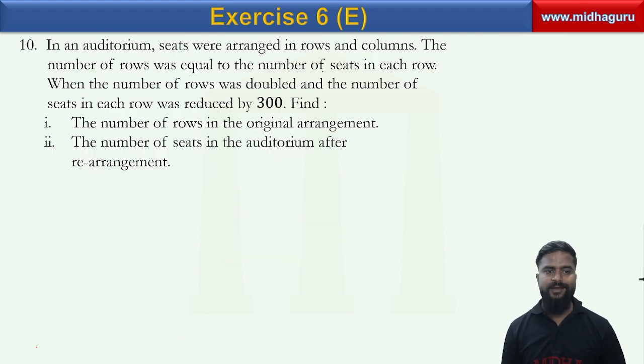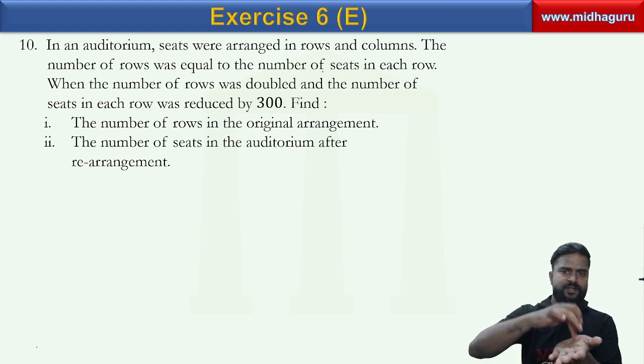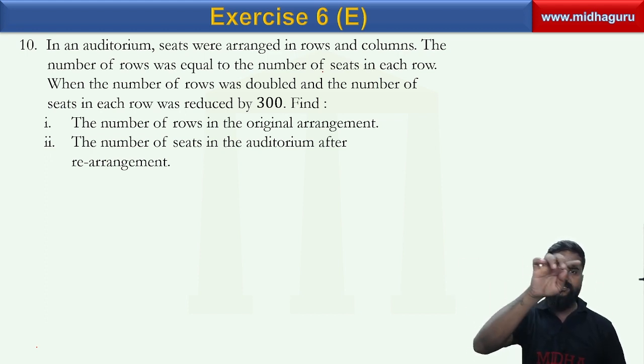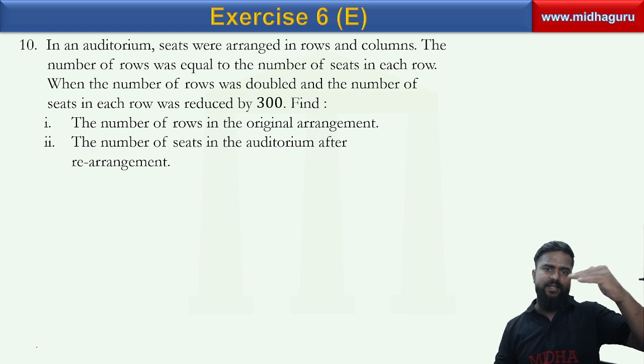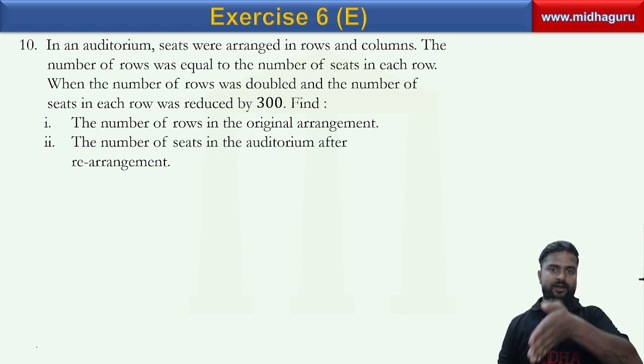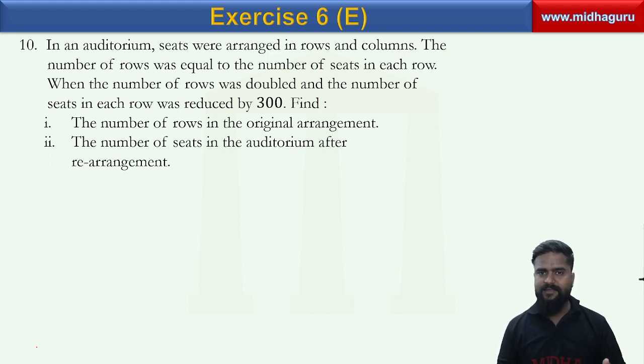The next question says, in an auditorium, seats were arranged in rows and columns. The number of rows was equal to the number of seats in each row. Just imagine we arrange the seats in rows, in each row we arrange 1, 1, 1. So when you look at it this way, there are many rows of chairs, and like this there are columns of chairs. So it says that the columns are equal to the number of rows.